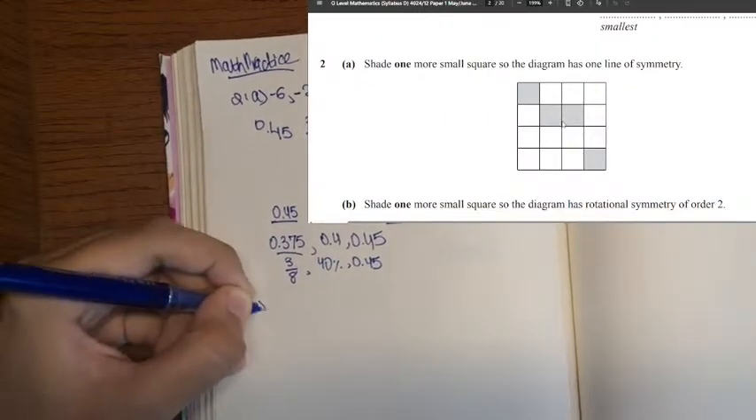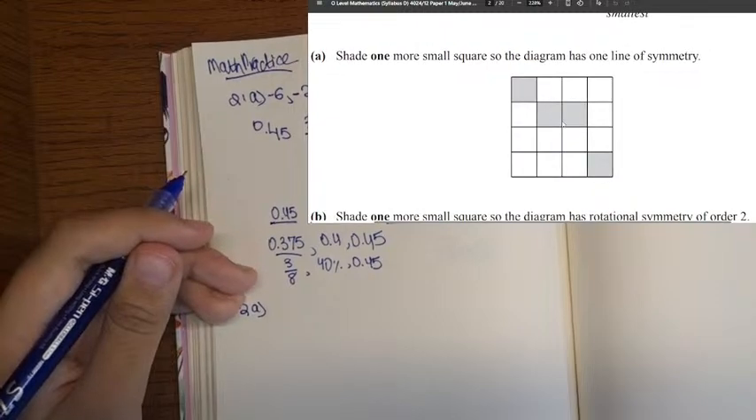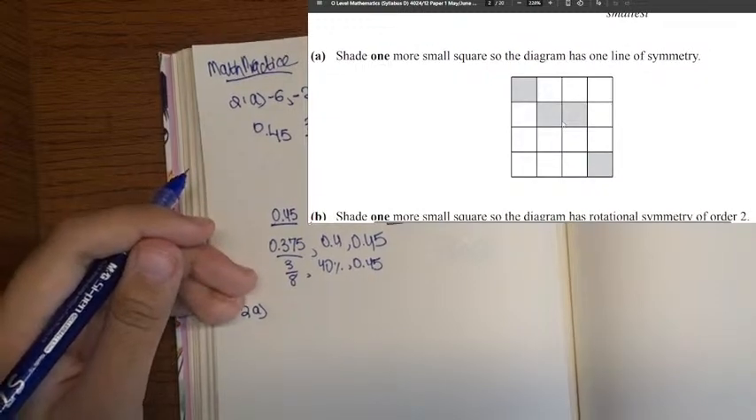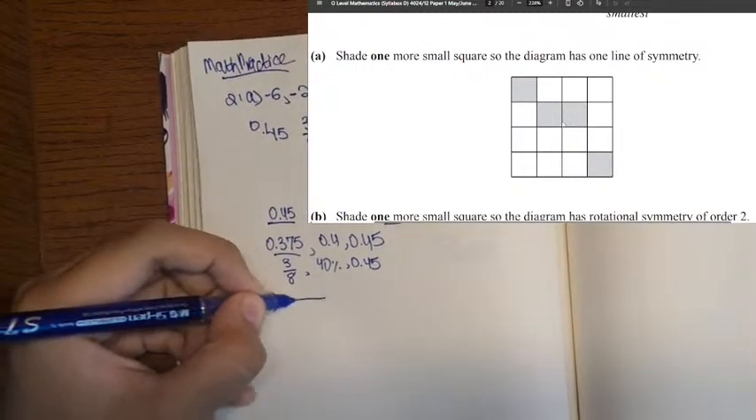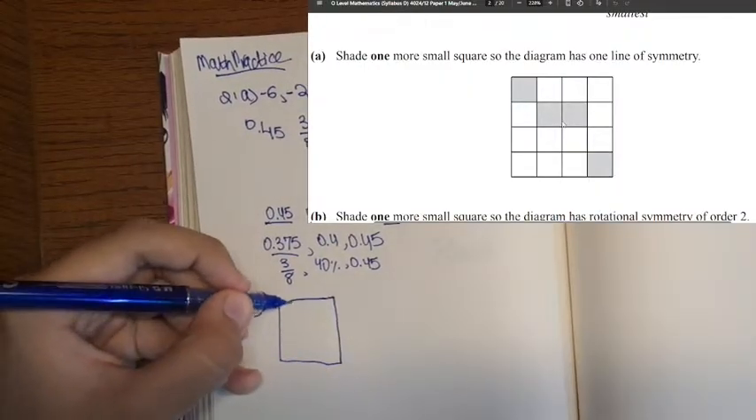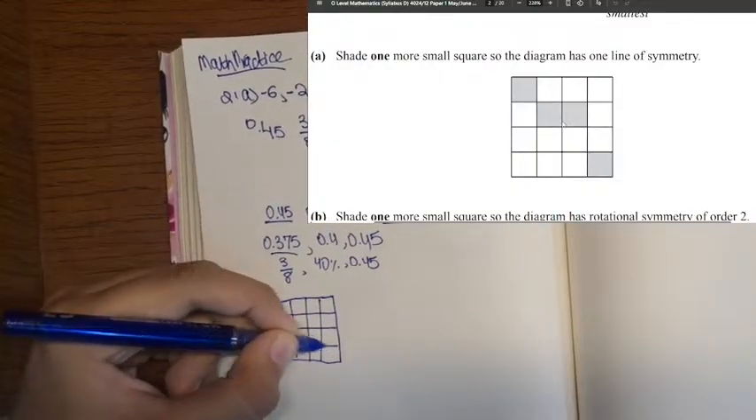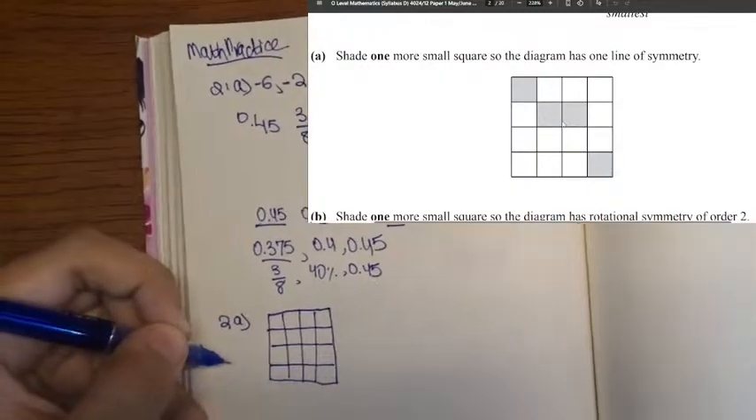Question 2a basically says that we're given the shape, as you can see on the screen, and we need to shade one more small square so the diagram has exactly one line of symmetry, right? So a line of symmetry is any line along which if you cut, then it will form equal portions that can be reflected onto each other. So let's just make a replica of our diagram over here. Let me bring the camera a bit closer.